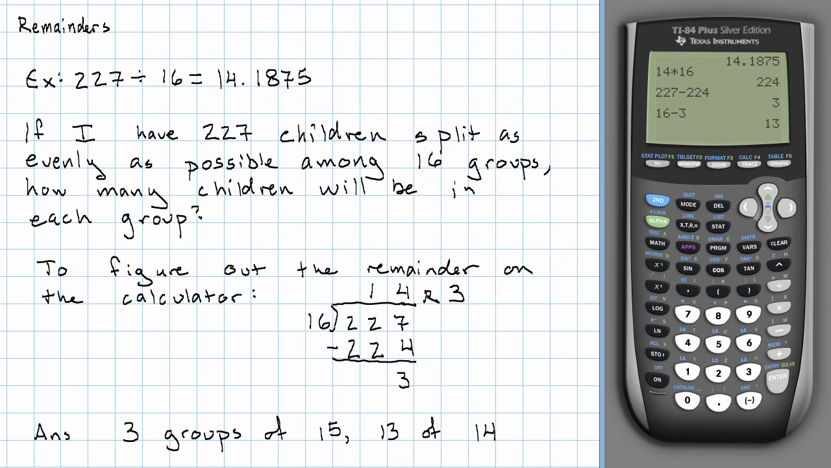In order to work that out, I actually needed the remainder. In order to find the remainder with the calculator, I used the whole number part of what the calculator gave me as my quotient, and then I used part of the long division algorithm to figure out the remainder.